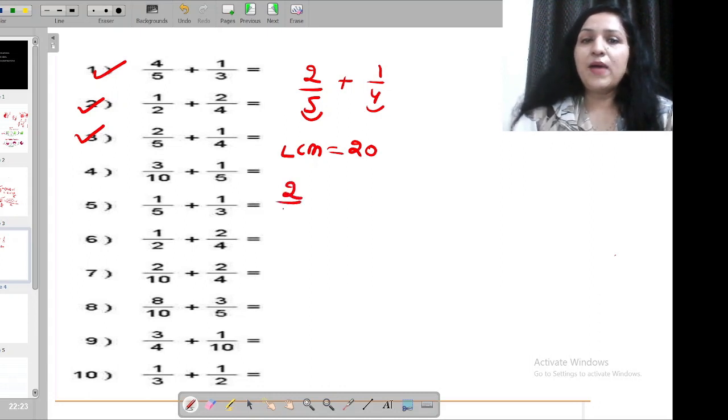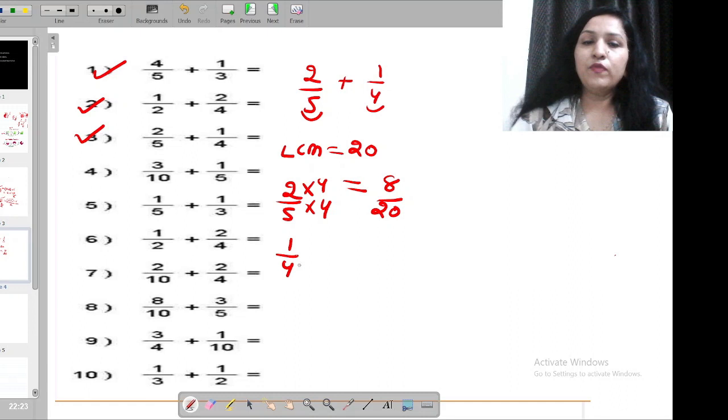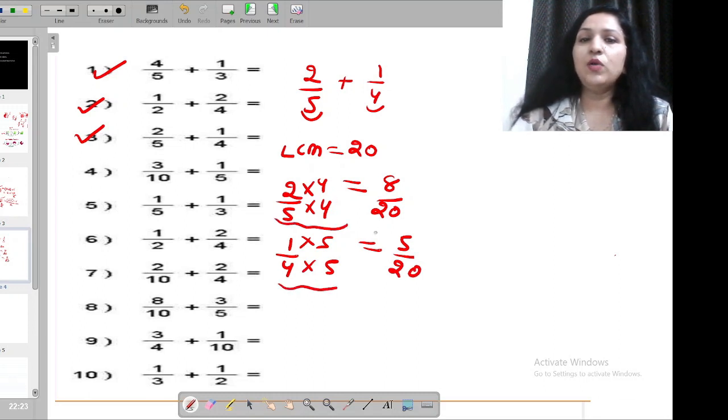First fraction is 2/5. Another one is 1 upon 4. In the table of 5, 20 comes at 4th position. So 4 up and 4 down, which is equal to 8 upon 20. In another fraction, in the table of 4, where do we get 20? At fifth position. So 5 up and 5 down. So that is converted to 5 upon 20. Please have a look. Unlike fractions are now converted to like fractions. They both have the same denominator.